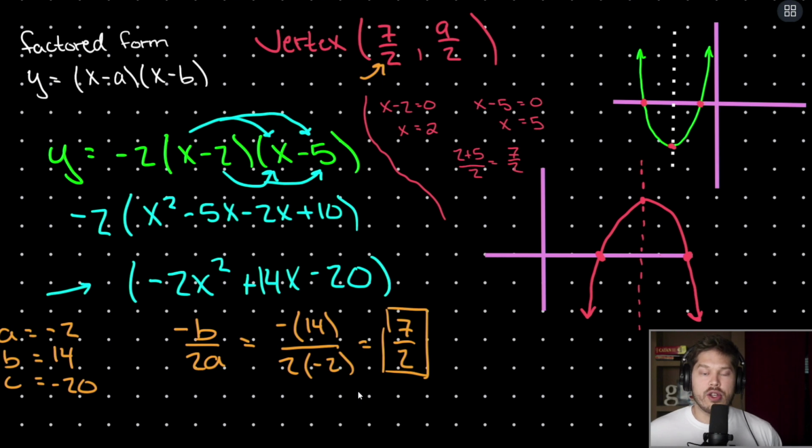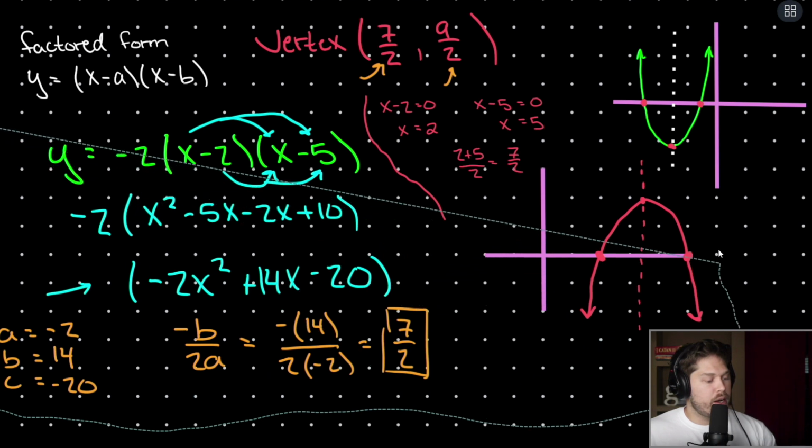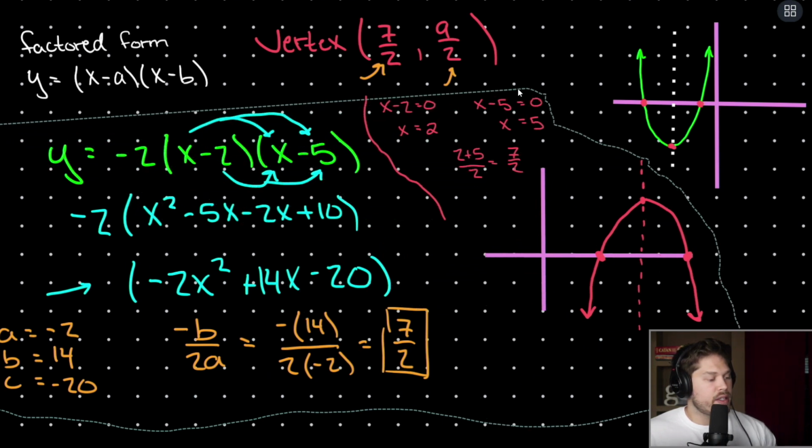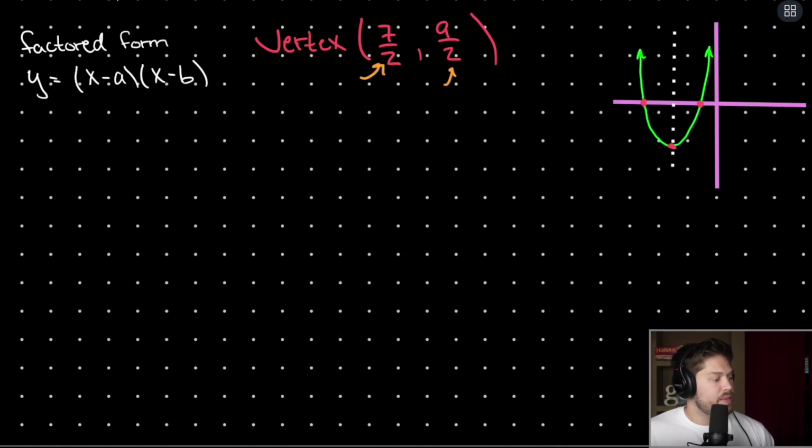And then to find the y value, you do the same process of plugging 7/2 in for x. And since we already did that, I'll leave that as an exercise to you guys to verify that your output will again be 9/2. Great job. Let's do one more factored form equation before we move on to vertex form. Here I'm going to clear up the majority of this. Okay, delete. So let's try one more factored form.